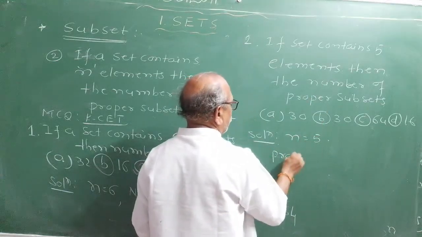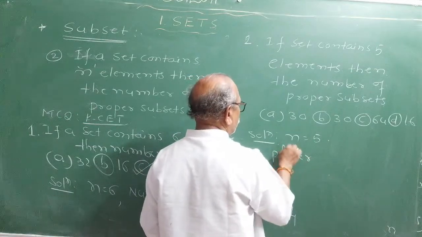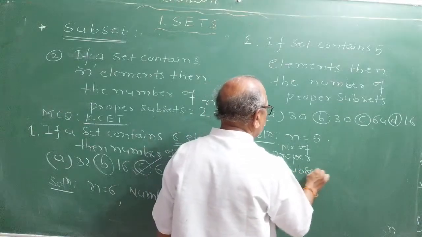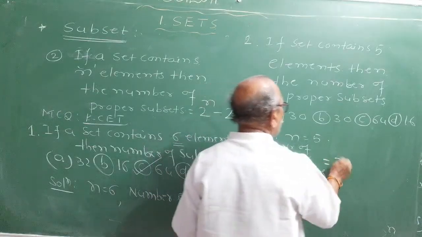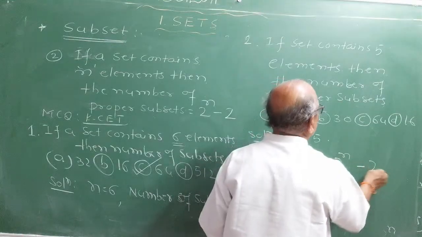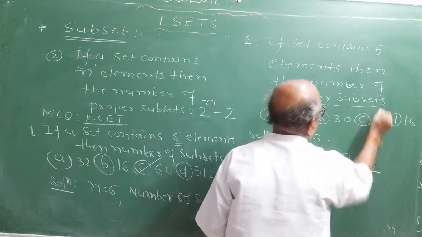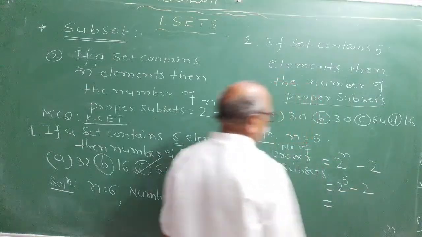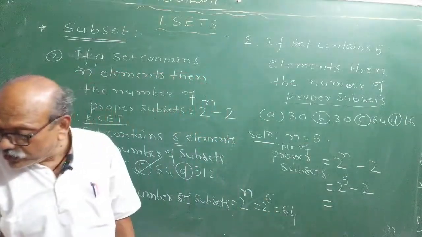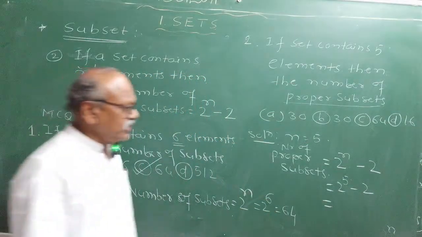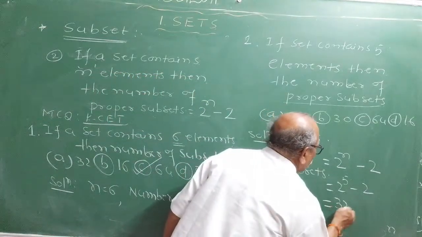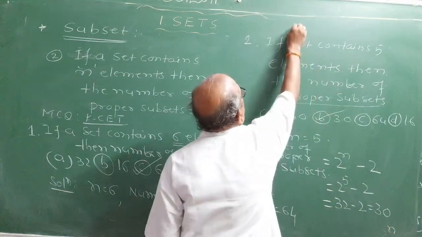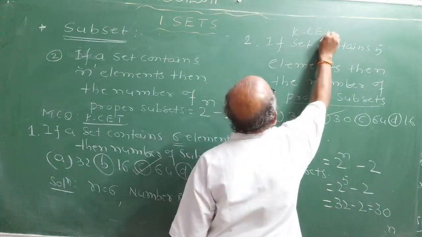The number of proper subsets is given by the formula 2 raised to n, and you have to subtract 2, since only proper subsets are asked. That is 2 raised to 5 minus 2. 2 raised to 5 is 32. 32 minus 2 becomes 30. Observe, such questions will appear in competitive exams.